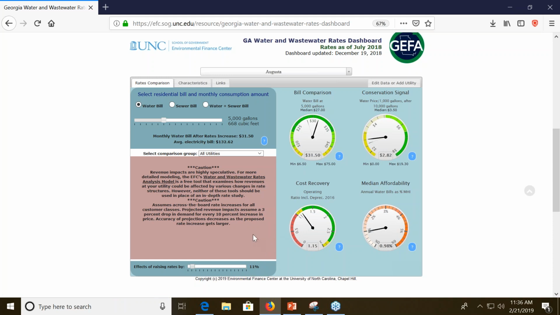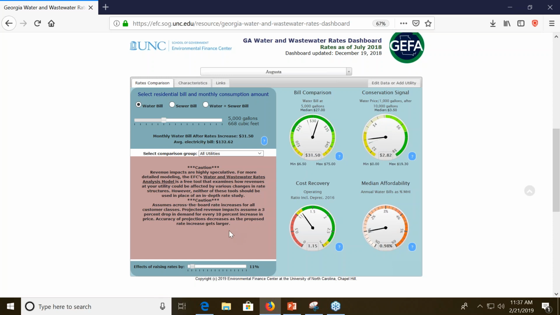Now, this is not with 0.000 decimal places precision. This is an idea of the ballpark of what you would have to do. So if you look over here where the map has disappeared and it's been replaced with this kind of pinkish caution message, we have a link to the water and wastewater rates analysis tool, which again is free, and it gives you different scenarios where you can really look in depth about how different rate changes or changes in rate structure would affect your utility financially. And we have the assumptions here.